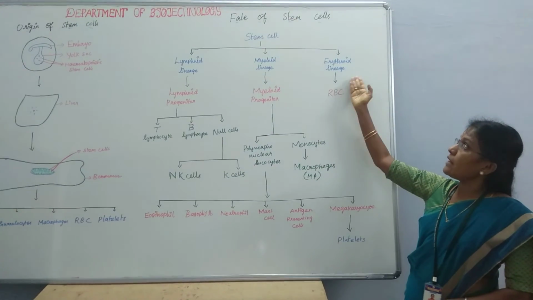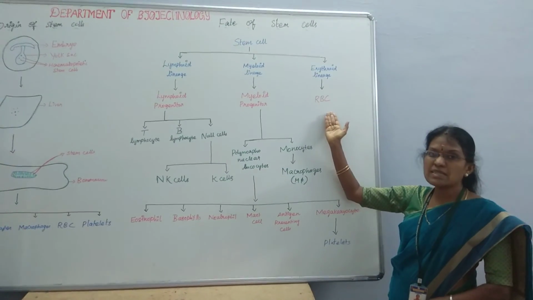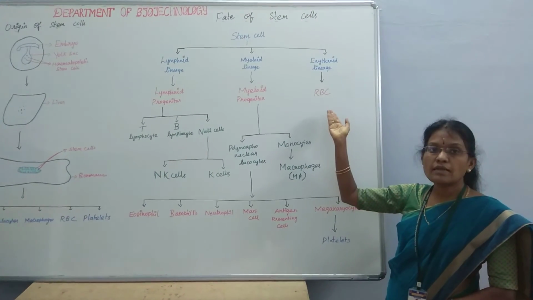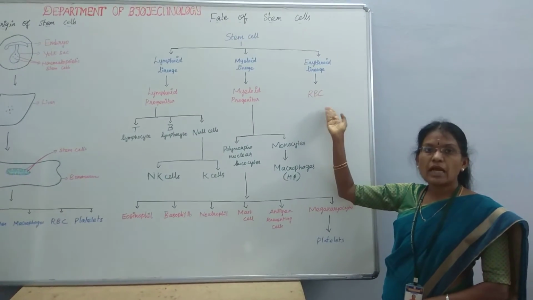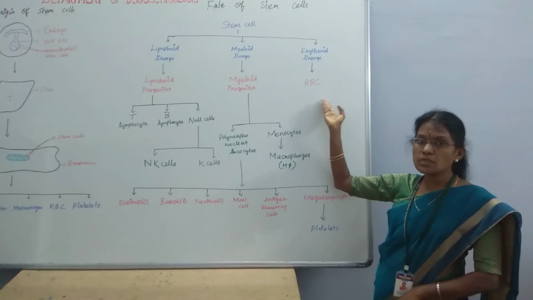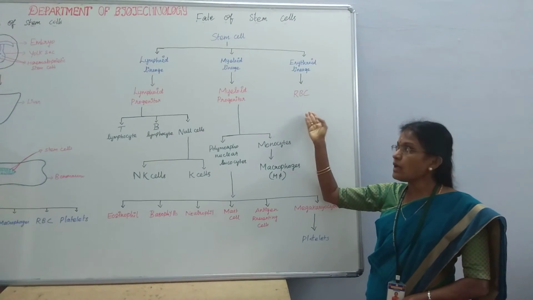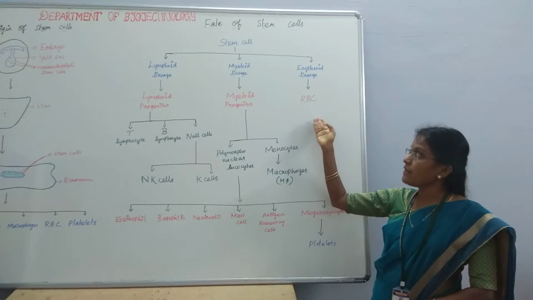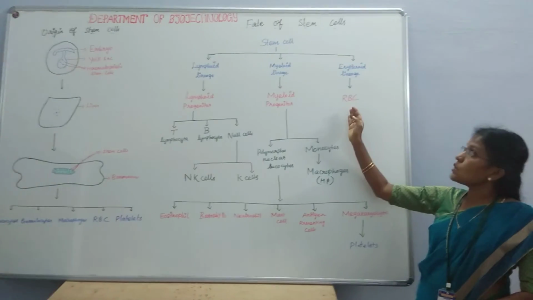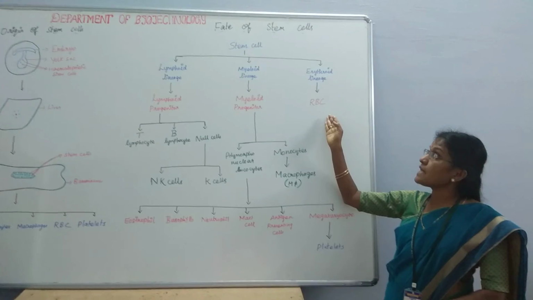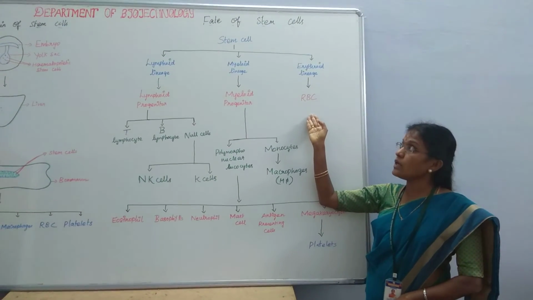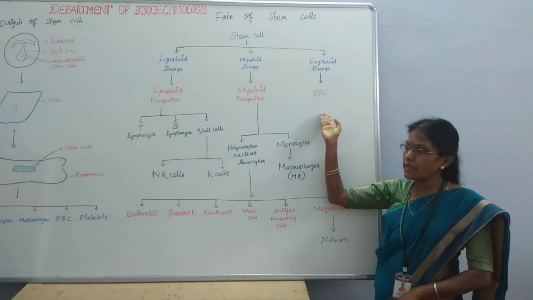And the last one is the erythroid lineage. From this the RBCs are formed. The RBCs are the cells which carry oxygen, and they are called red blood corpuscles, and their lifespan is about 120 days. After that they go to the spleen and get renovated, so the spleen is the graveyard of RBCs. After 120 days new cells have to be formed, so from this erythroid lineage the RBCs are formed again in our body.